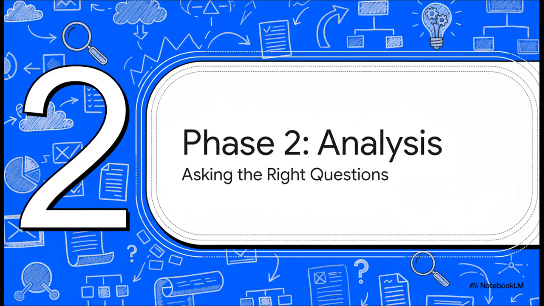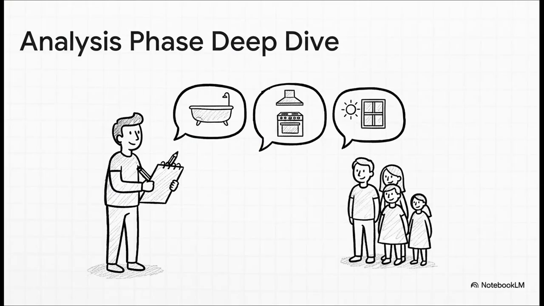Next up, Phase 2, analysis. Now that we've decided to build, we have to figure out what exactly we're building. And this part is all about gathering information. This is where the architect sits down with the family. They're asking all the important questions. How many bathrooms do you need? Do you want an open concept kitchen? Big windows for natural light?